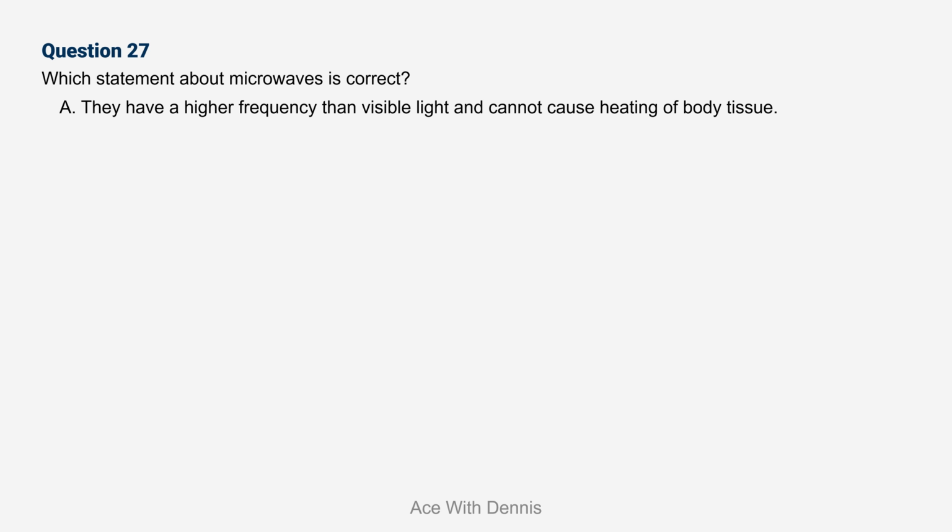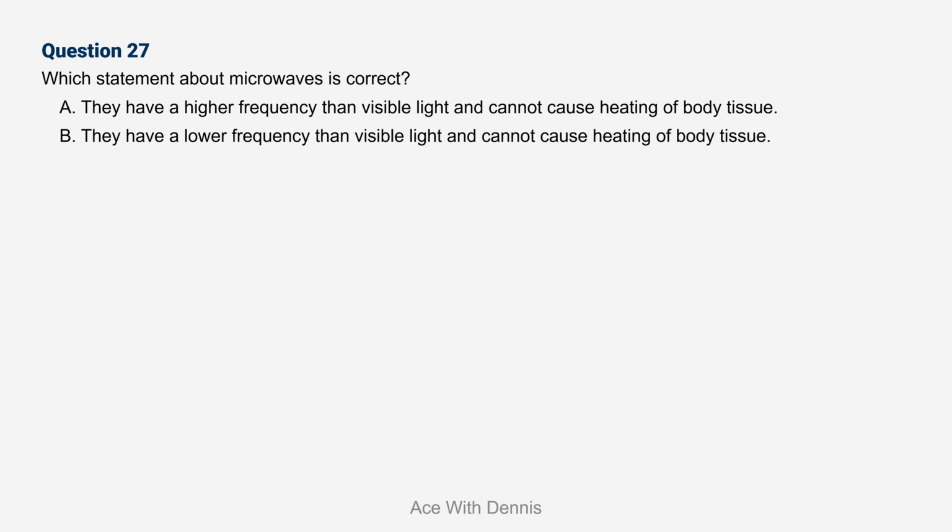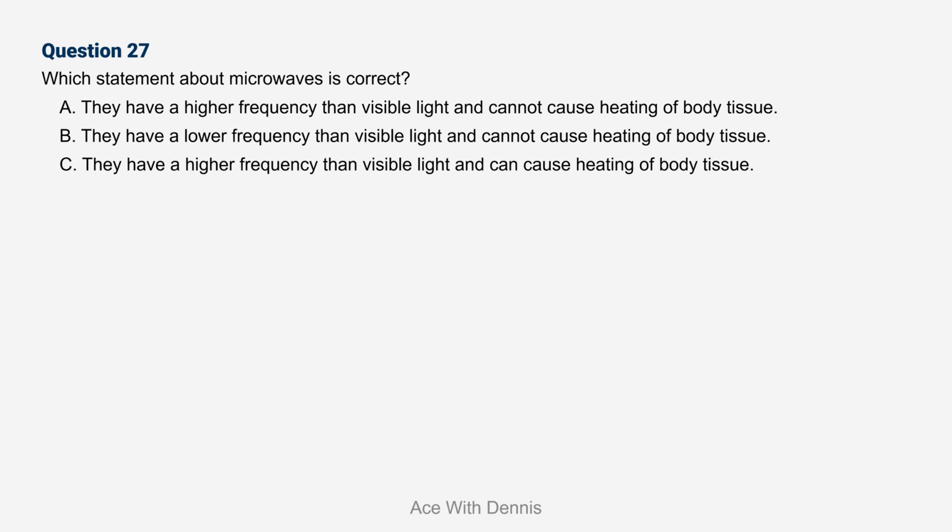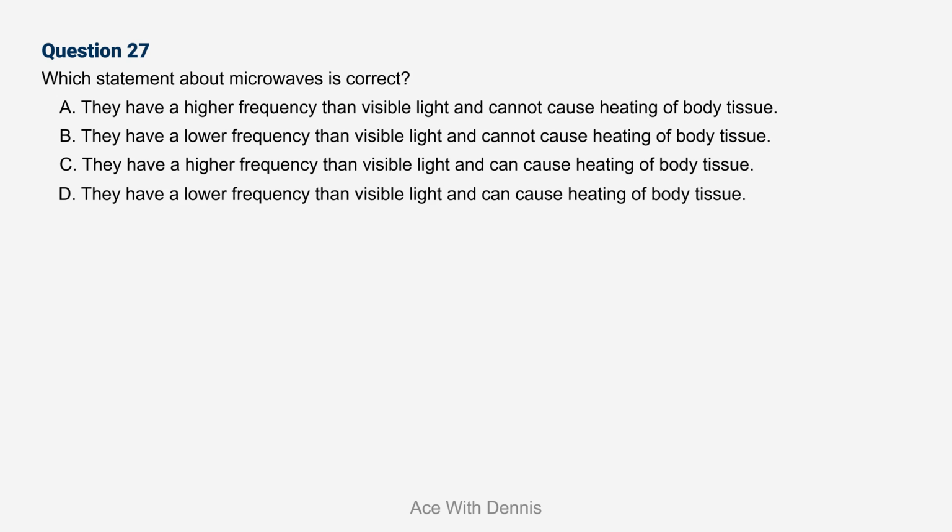Question 27. Which statement about microwaves is correct? A. They have a higher frequency than visible light and cannot cause heating of body tissue. B. They have a lower frequency than visible light and cannot cause heating of body tissue. C. They have a higher frequency than visible light and can cause heating of body tissue. D. They have a lower frequency than visible light and can cause heating of body tissue.